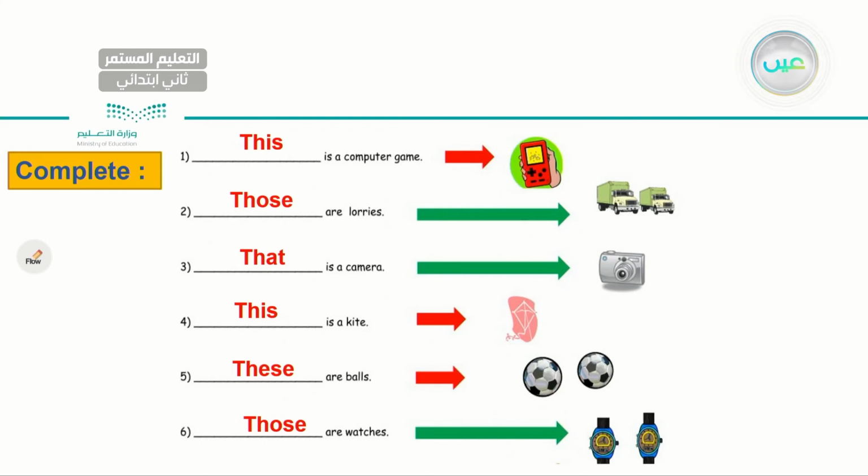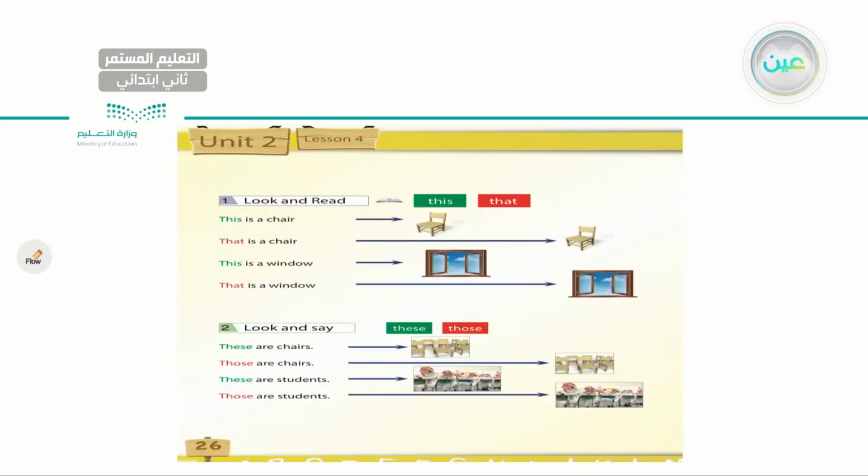This is a computer game. Those are lures or tricks. That is a camera. This is a kite. These are balls. Those are watches. Very good. Now, what I need you to do is have your books ready at page 26.